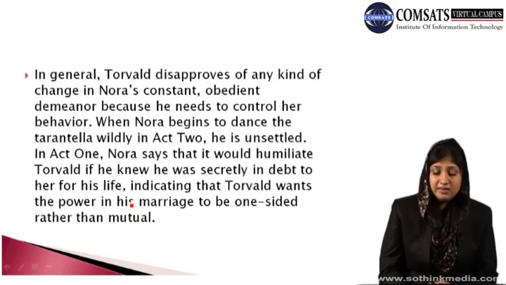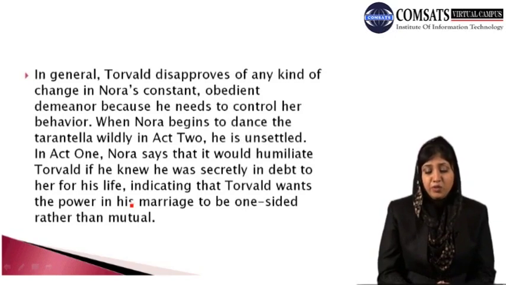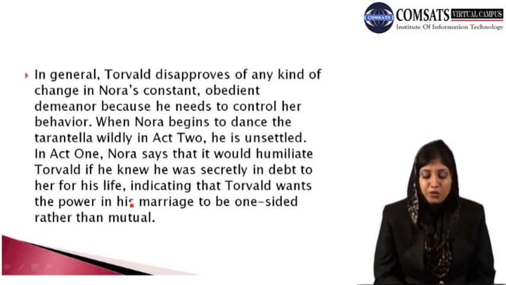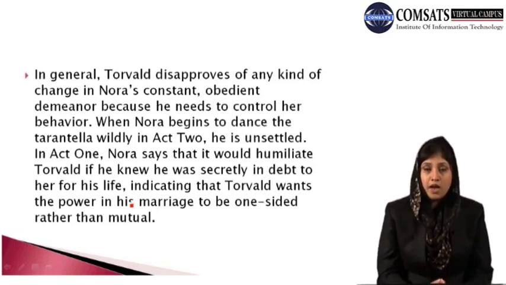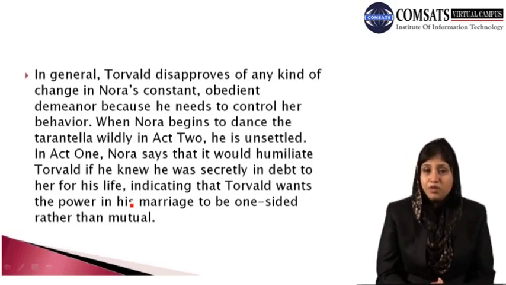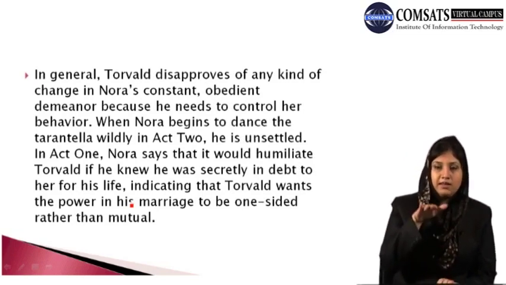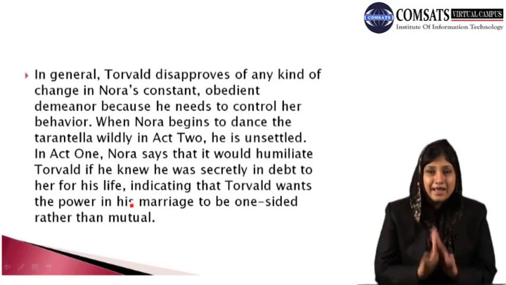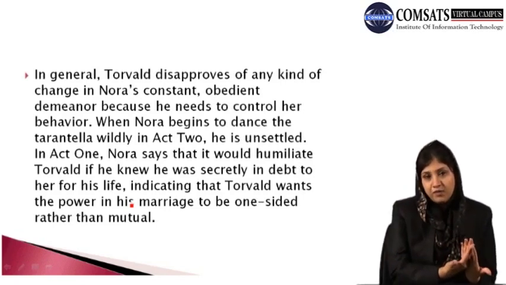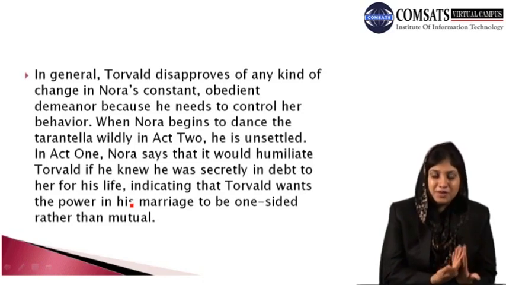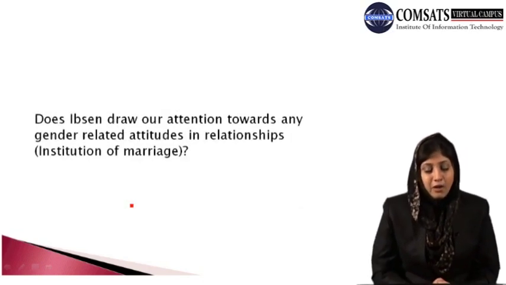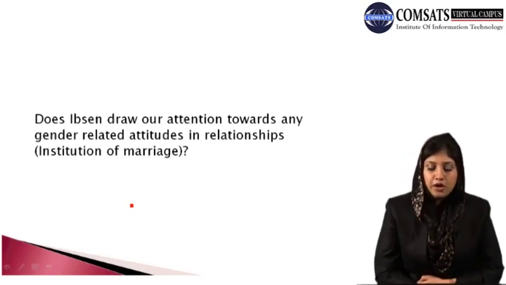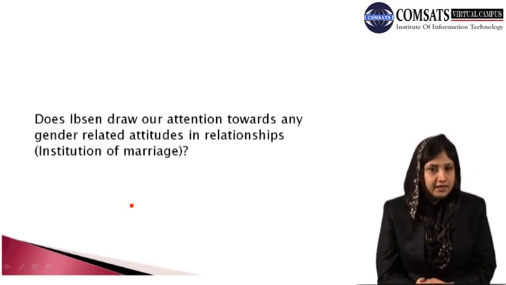In Act 1, Nora says that it would humiliate Torvald if he knew he was secretly in debt to her for his life, indicating that Torvald wants the power in his marriage to be one-sided rather than mutual. He would want to have the upper hand, the giving hand only. And how can he bear the fact that his life was basically saved by his wife, by a woman, by a foolish woman?